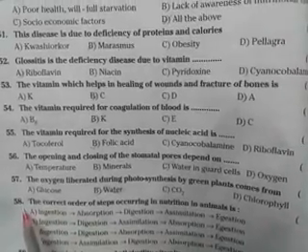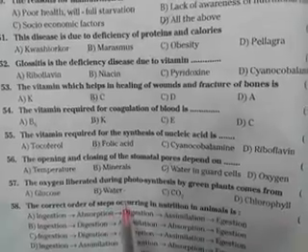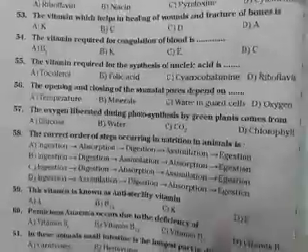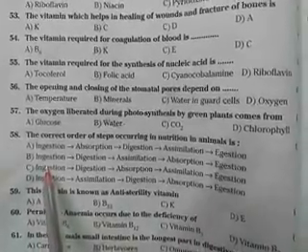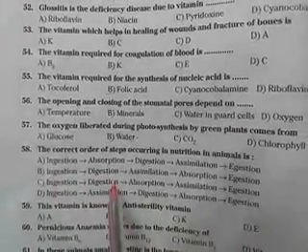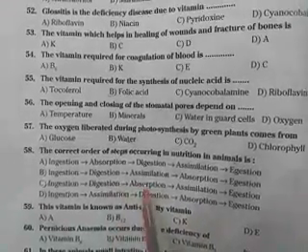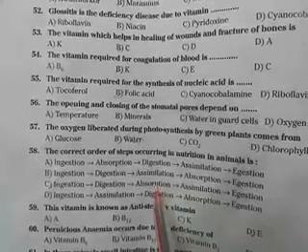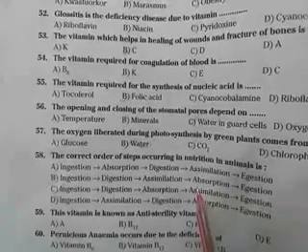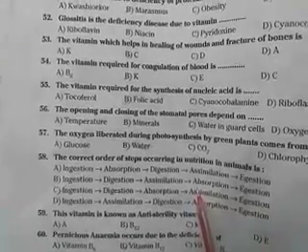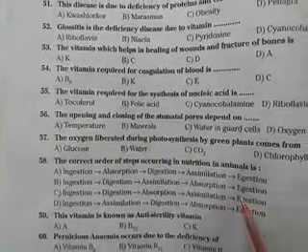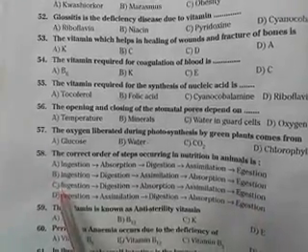Next, 58. The correct order of the steps occurring in nutrition in animals. So in nutrition in animals we need to identify the correct order. First, ingestion. Ingestion means taking of food materials into the internal system. Next, digestion. Digestion is completed. Then absorption. Absorption means taking of useful materials. Next, assimilation. Assimilation means taking of materials into all the tissues. Next, egestion. Egestion means removing of waste materials from our body. So this is the correct one.